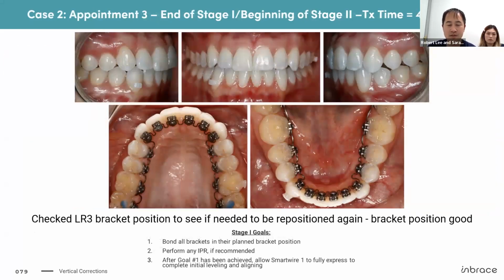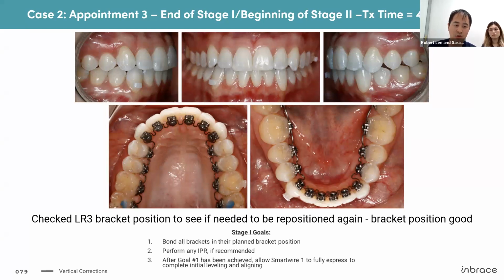In the next visit, you can see that we essentially resolved the premature anterior interference. The posterior open bite is essentially closed. We're double checking the bracket position on lower right 3 to see if it needs to be repositioned again. We can see that the bracket position is good. So again, I always double check any bracket that's had to be direct bonded in the following appointment, and then repositioning it again if needed. So in this case, it was good.